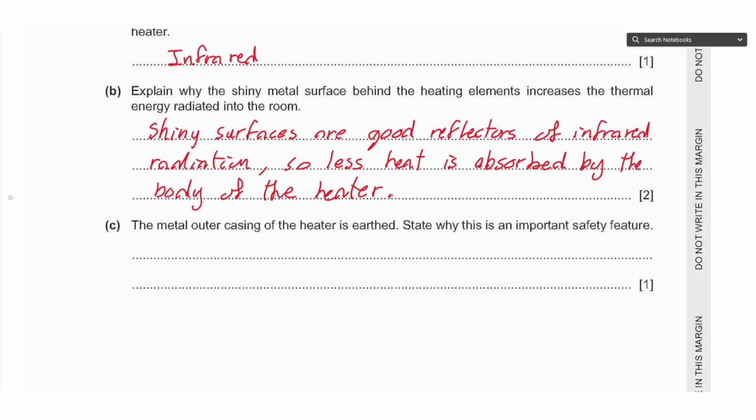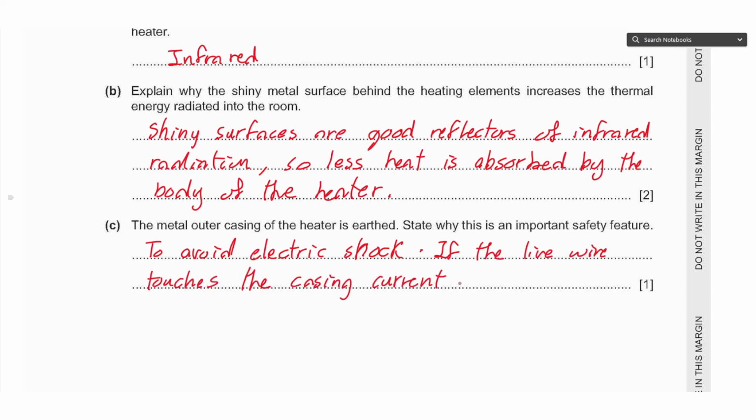Part C says the metal outer casing of the heater is earthed. State why this is an important safety feature. The earth wire is supposed to prevent electric shocks, so to avoid electric shock. And the explanation of this is that if the live wire touches the casing, current will flow to earth instead of through a person holding the casing.